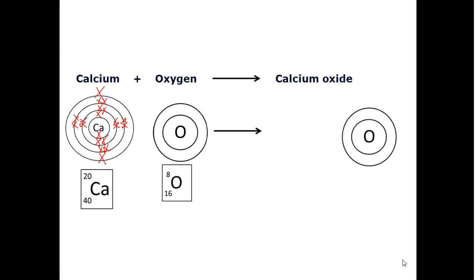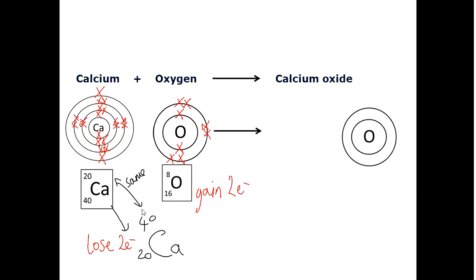Now let's go over another question. Here calcium reacts with oxygen to form calcium oxide. The atomic number and mass number for calcium is reversed, but the atomic number is still 20 and mass number is 40. Mass number, remember, is always the bigger number. Calcium loses 2 electrons and oxygen gains 2 electrons.